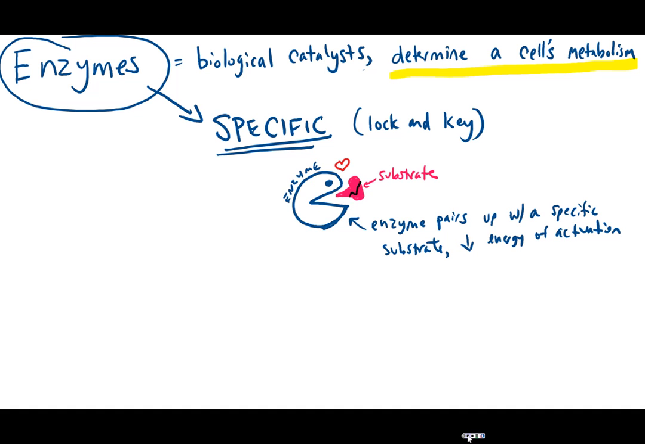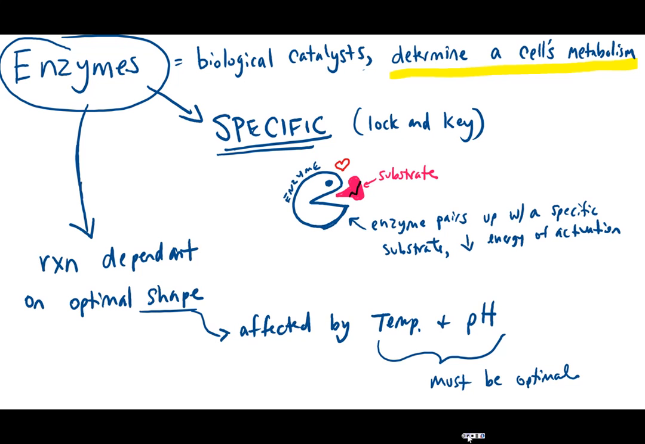When the enzyme pairs up with that specific substrate, then that's how we're going to lower the energy of activation. So here I've drawn my substrate and I have the little line through it. We're going to do a catabolic reaction. So once that substrate binds up, it's going to stress the bond between those molecules and they'll separate into their components, as an example. Your enzymatic reactions, again, are dependent on the optimal shape of that protein.